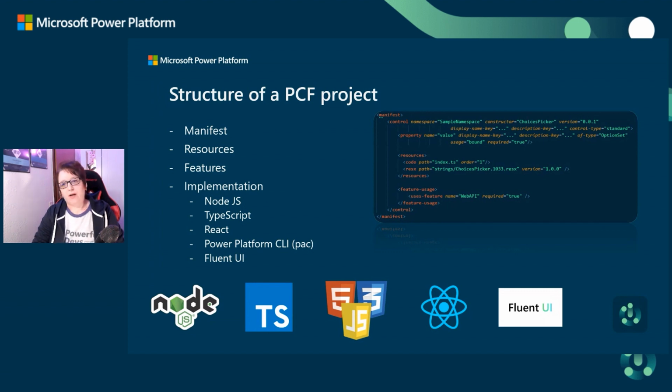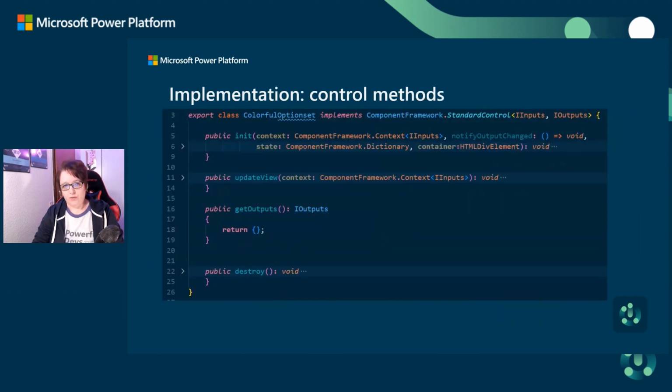The implementation part of the PCFs will rely on modern front-end technology. That includes Node.js, TypeScript, React, and of course Fluent UI, which is a great help to make the components we create look and feel like the other ones from the Power Apps. And of course, we cannot forget about Power Platform CLI, which we'll use because that allows us to create a PCF project and also to work with the components inside the environments.